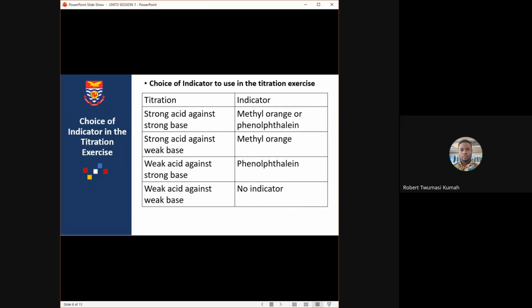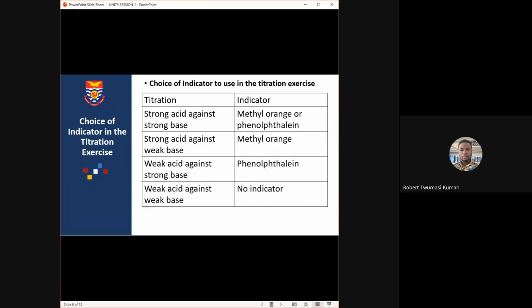This is going to help us at least. There are a number of indicators: the methyl orange, the phenolphthalein, the methyl red, the bromocresols, and all those. There are a number of them, but the most common ones that we usually come across are the methyl orange and phenolphthalein. An acid can be strong or weak. A base can be strong or weak. Now, if we are dealing with strong acid against strong base, then either of them will do.